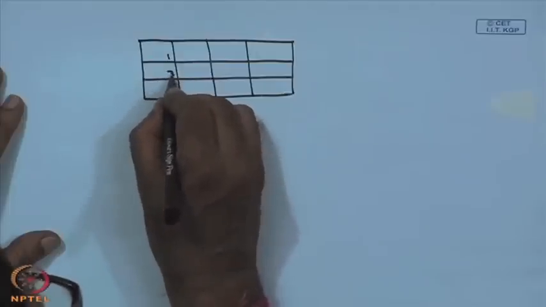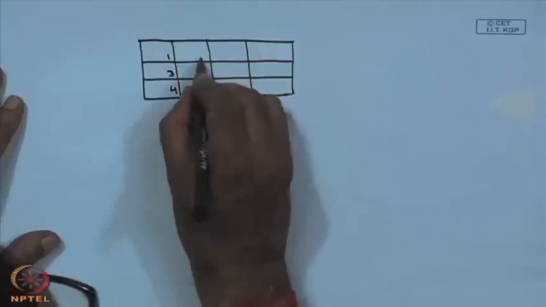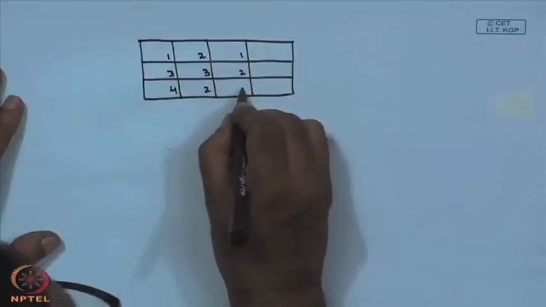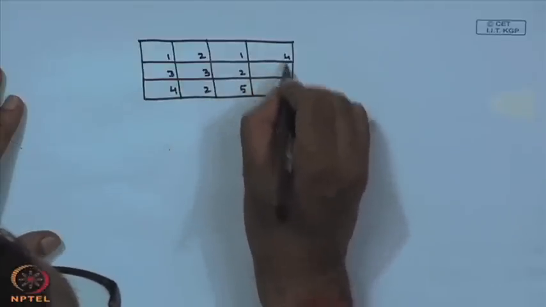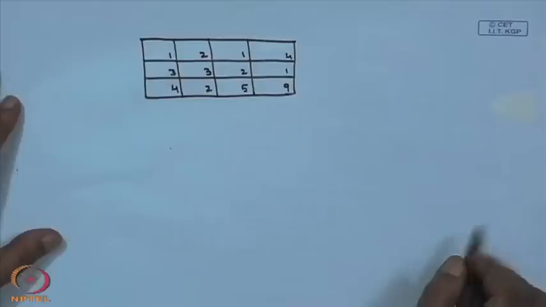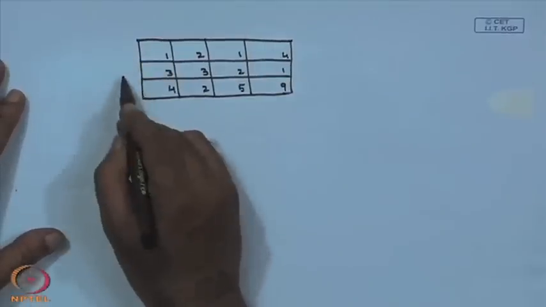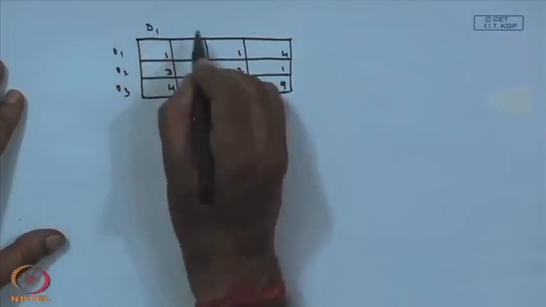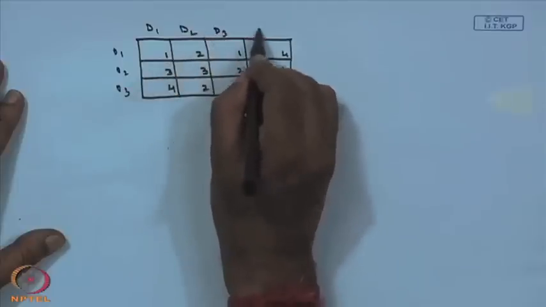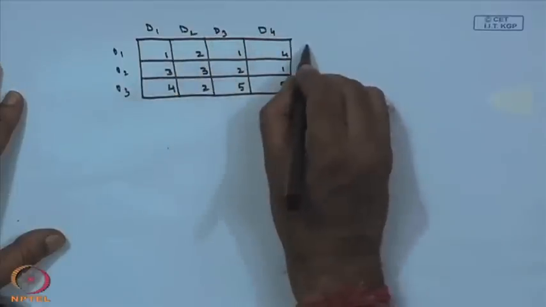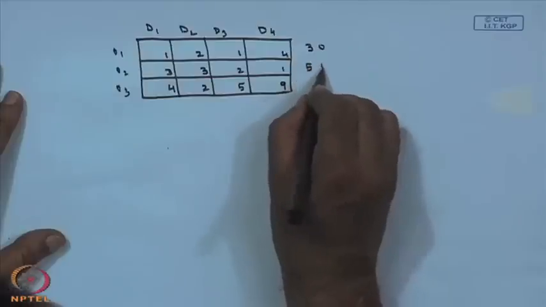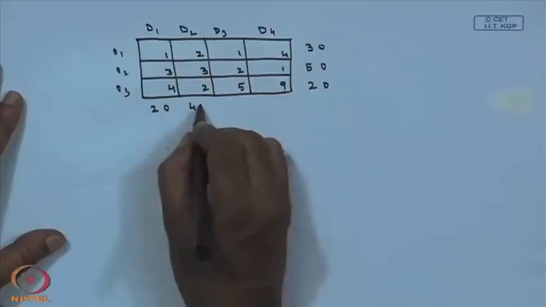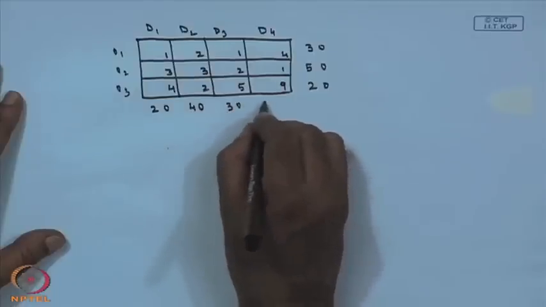The cell entries, the costs, are like this, column wise: 1 3 4, next column 2 3 2, third column 1 2 5, fourth column 4 1 and 9. You have the origins O1, O2, O3, and the destinations D1, D2, D3 and D4. The availabilities are 30, 50 and 20, and on this side the demands are 20, 40, 30 and 10.